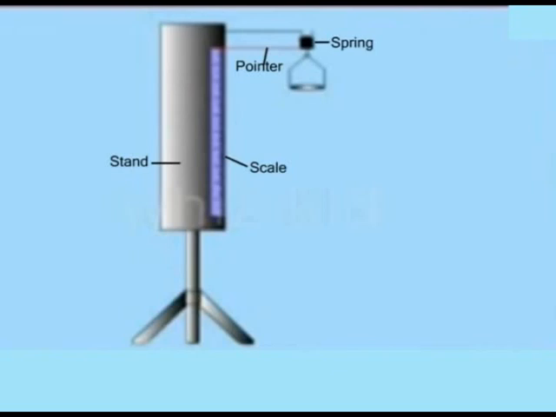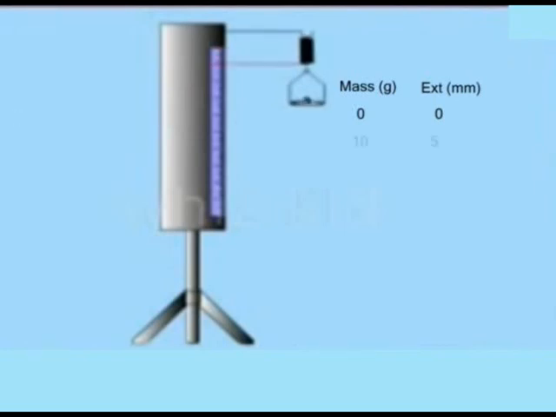Now I will suspend a mass at the end of the spring and note the position of the pointer. I'm going to be adding masses in intervals of 10 grams. For each mass, I will be noting and recording the extension. Now I start with 10 grams, taking the reading, it's 5 millimeters. 20 grams, and the reading is 10 millimeters. Next is 30, reading is 15 millimeters.